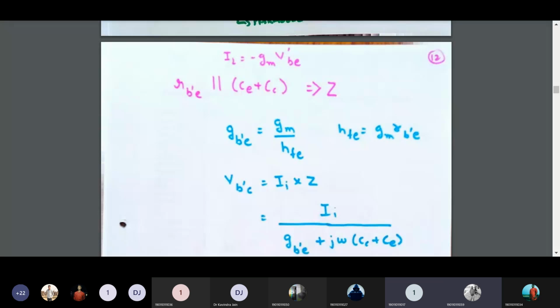Is it IC upon IB, the formula for current gain? I am actually talking about figure number 8. So according to figure number 8, what is my current gain?